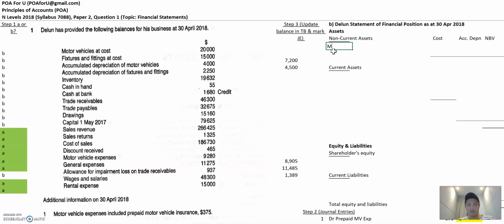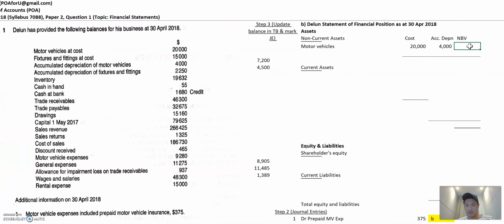So I'm going to just put there motor vehicles, and then I'm going to put 20,000, which is the cost here. There's no new numbers. Then the accumulated depreciation, so I'm going to mark this here, done. Accumulated depreciation, I have to move this across, 4,000. Net book value equals cost minus accumulated depreciation. That's kind of how we figure things out, right?